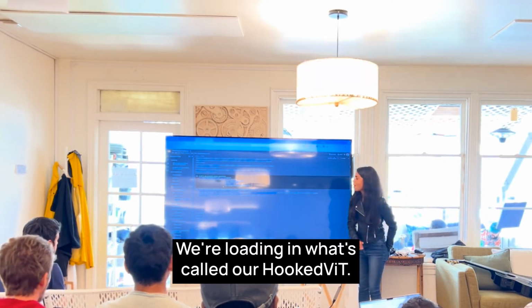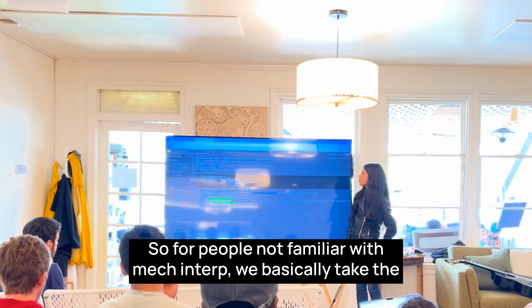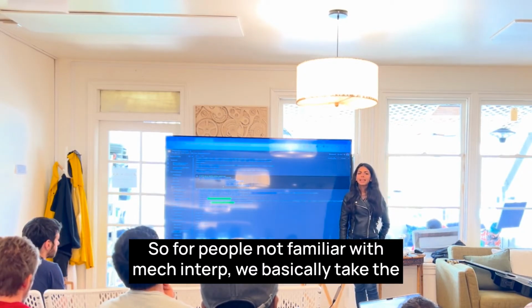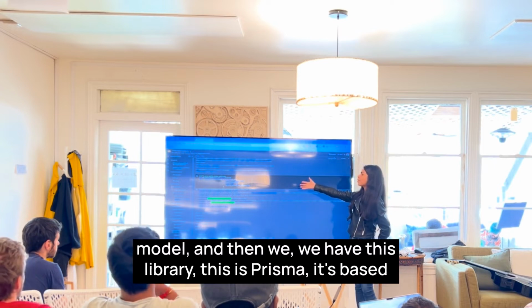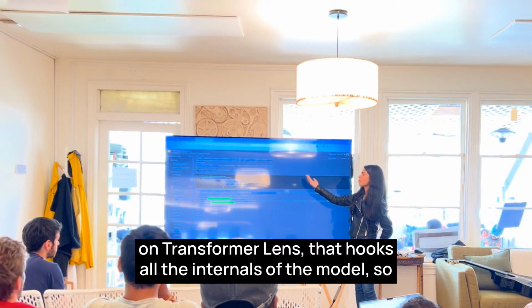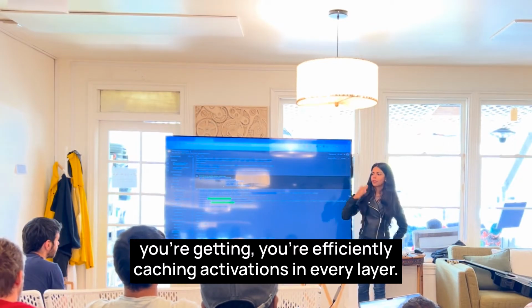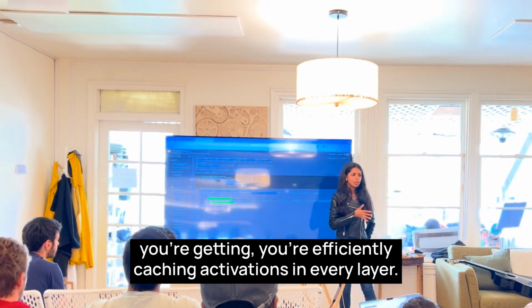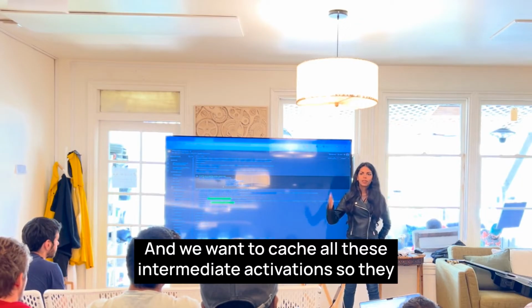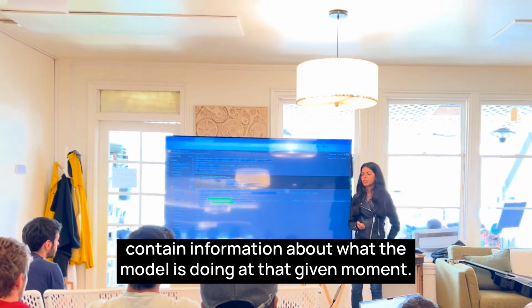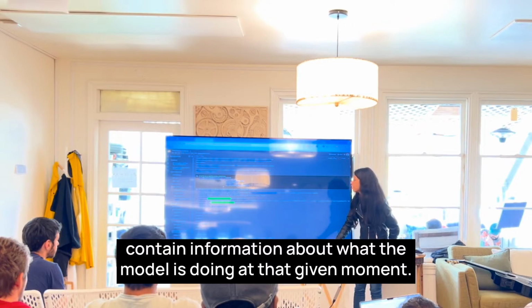We're loading in what's called our hooked ViT. For people not familiar with mechanistic interpretability, we basically take the model and then we have this library, Prisma, which is based off TransformerLens. It hooks all the internals of the model, so you're efficiently caching activations in every layer. We want to cache all these intermediate activations because they contain information about what the model is doing at that given moment.